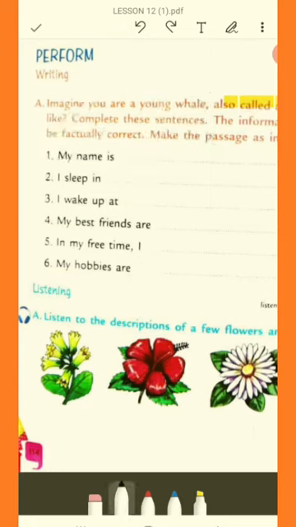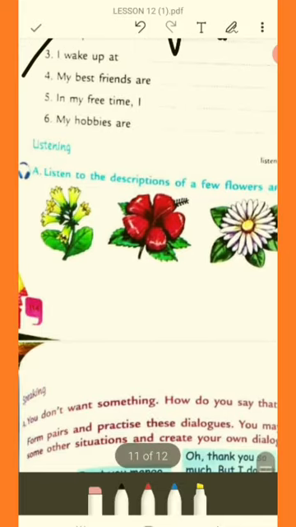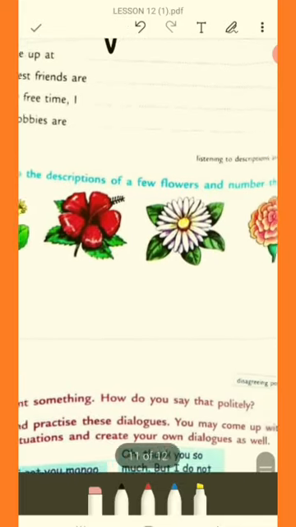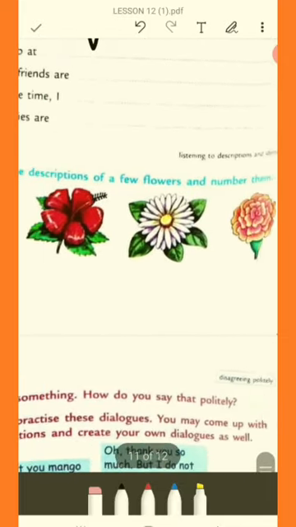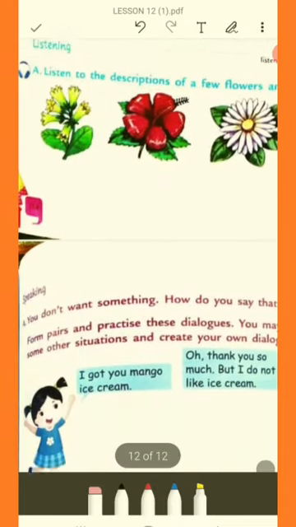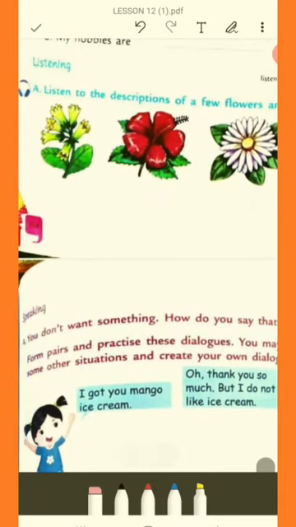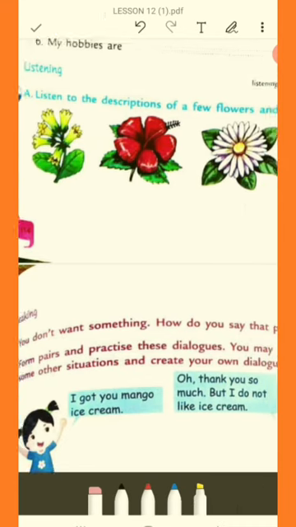So this is simple. Now there is this listening section. You also listen to the description of a few flowers and number them. This is a CD based exercise. We are not doing them. You can at least name these flowers on your own.